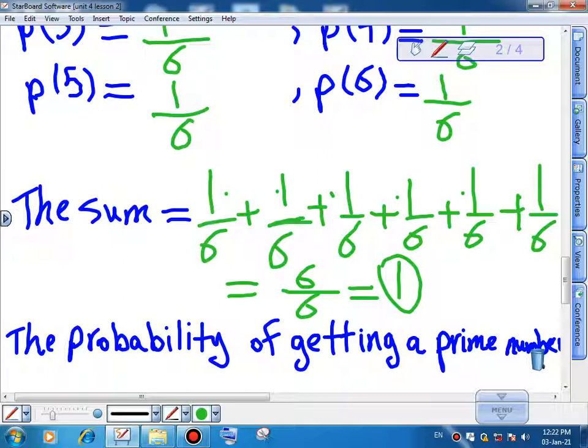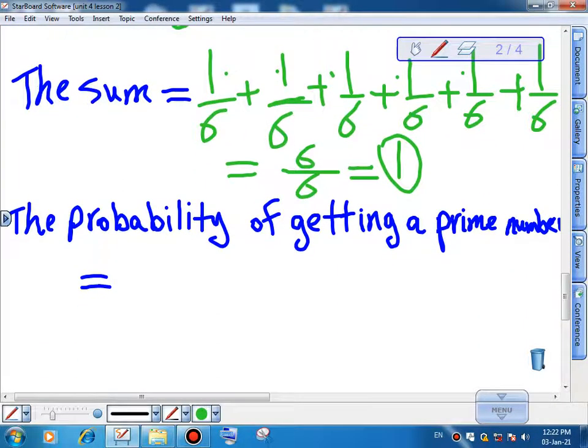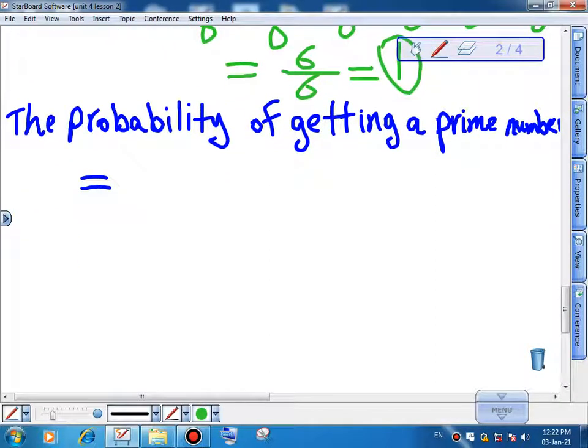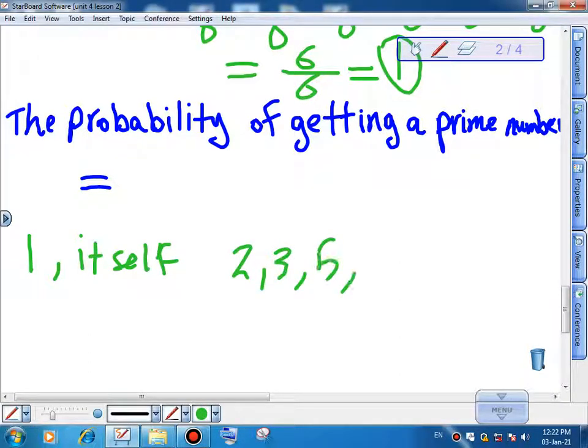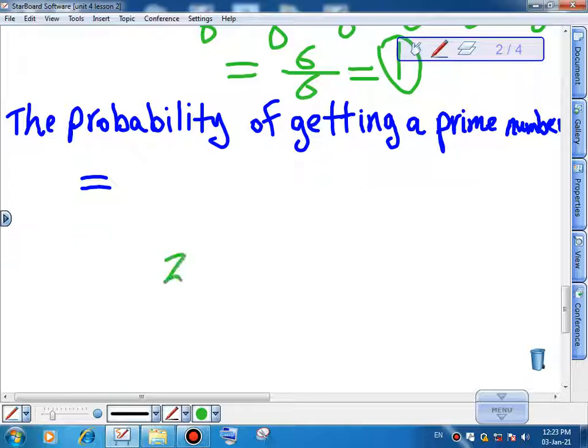If I ask you the probability of getting a prime number, remember what a prime number means? Prime numbers have only two factors, which are 1 and itself. It starts from 2, 3, 5, 7, 11, and so on. So on a die, we have only 2, 3 and 5. We have only 3 prime numbers on this die.